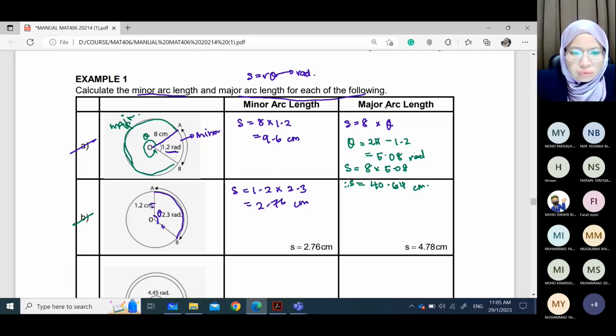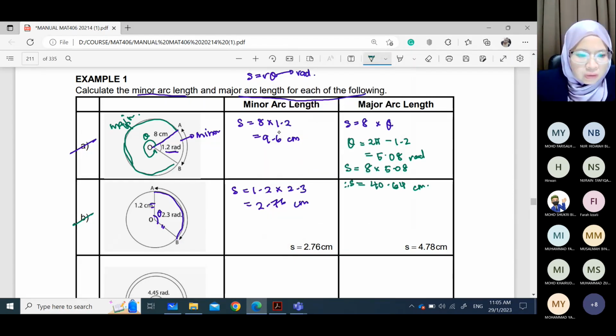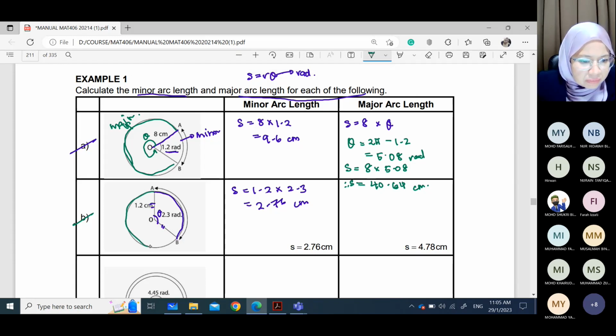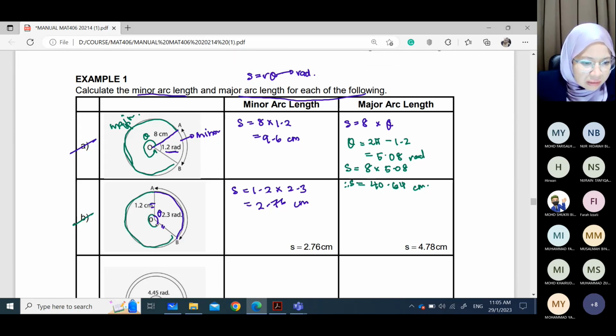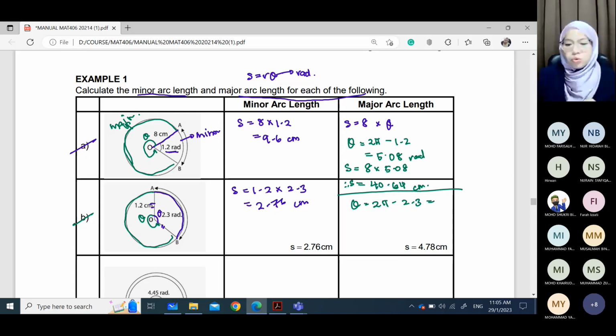Okay, so next kita tengok untuk meja. So yang kali hijau ni adalah meja. Jadi angle dia adalah yang ini. So this is the angle. Okay. Right. So angle untuk yang ini adalah 2 pi minus 2.3 radian, sebab satu bulatan 2 pi. So 2 pi minus 2.3 radian. So untuk meja angle is 3.98 radian.